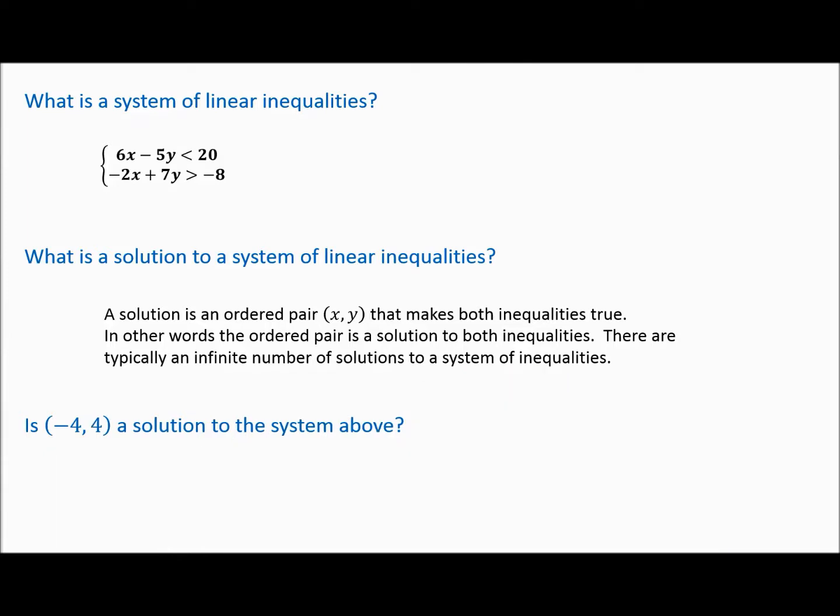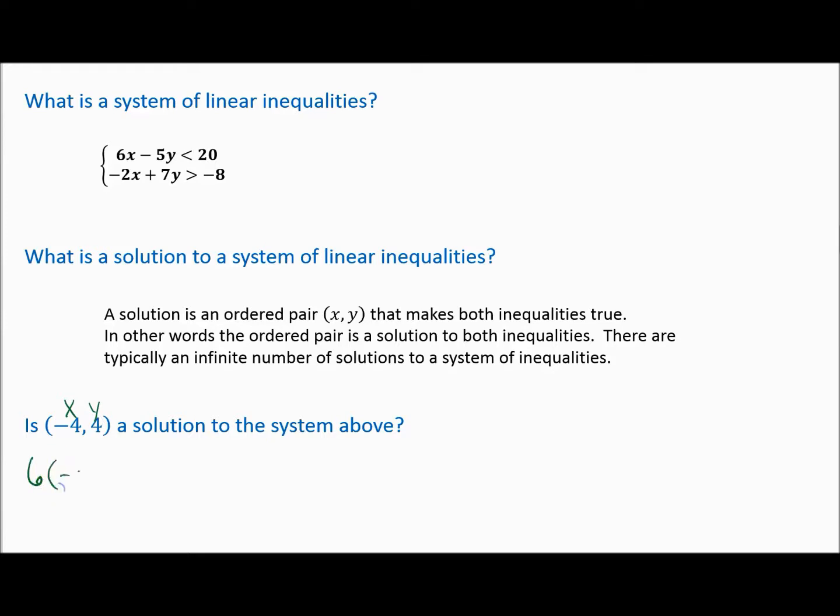Now, I'm sure you've seen enough of this question, but one more time, a third try: negative 4, positive 4, an ordered pair. Is it a solution to the given system of linear inequalities? So this time my x is negative 4, my y is positive 4.